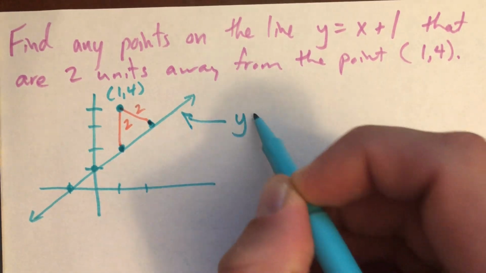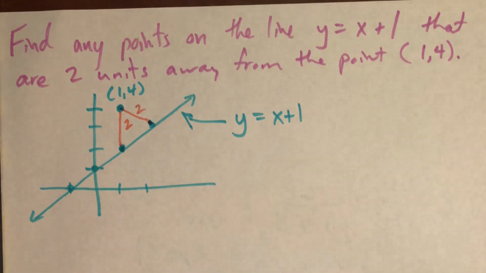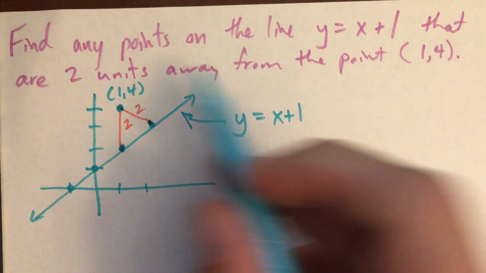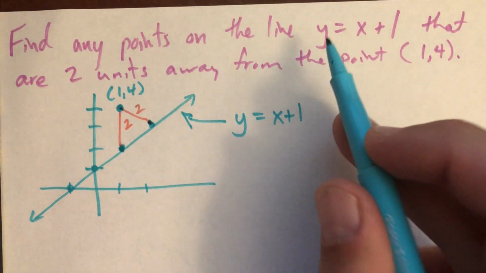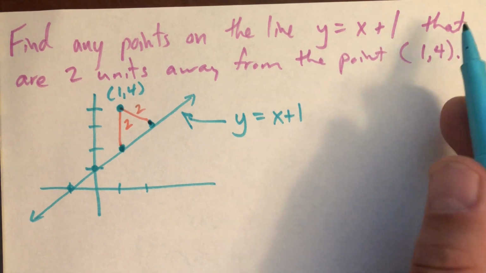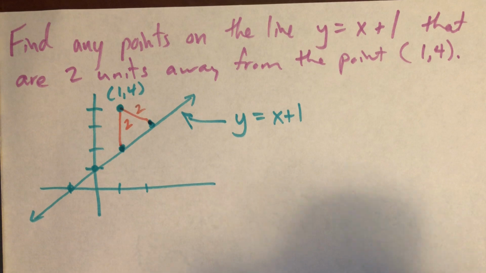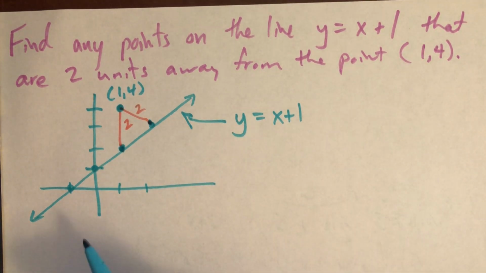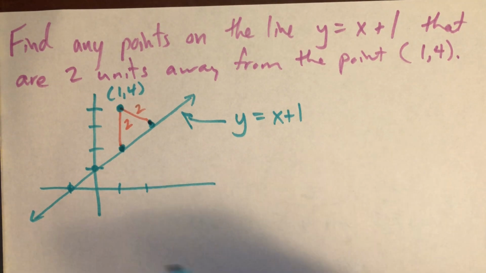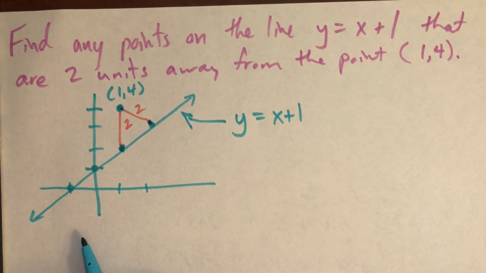This is the line y equal x plus 1, right? So we can say, find any points on the line y equal x plus 1 that are 2 units away from the point (1, 4). This is kind of where we slip up. Maybe we can draw the picture and we have an idea what we're looking for, but now we don't know what to do. Well, there's a tiny bit of creativity involved here.